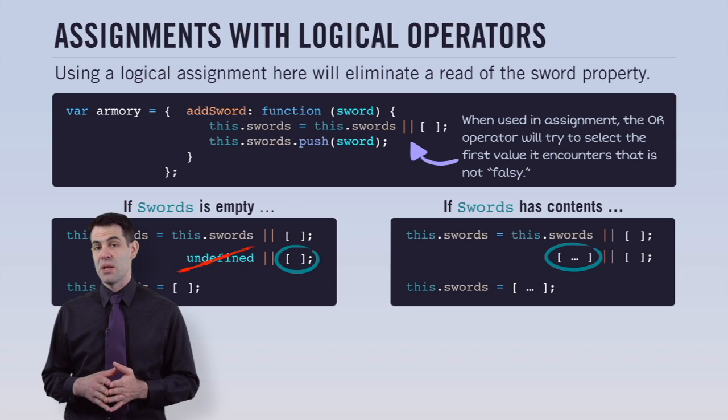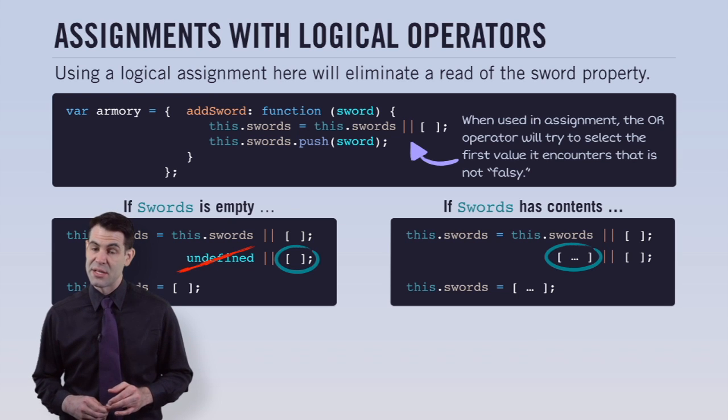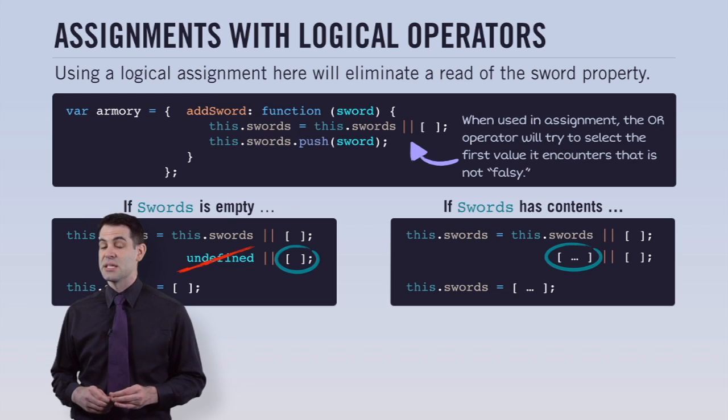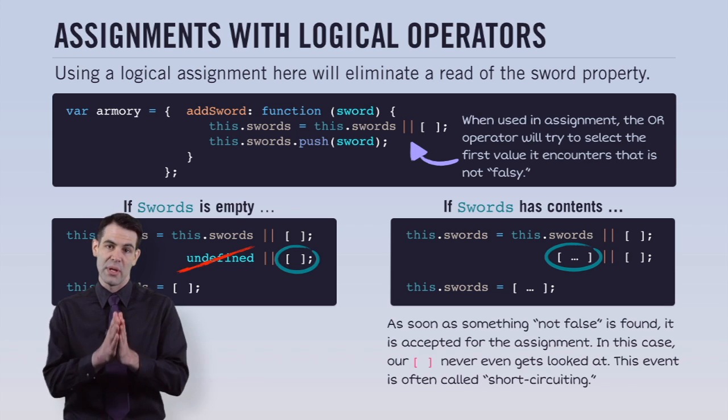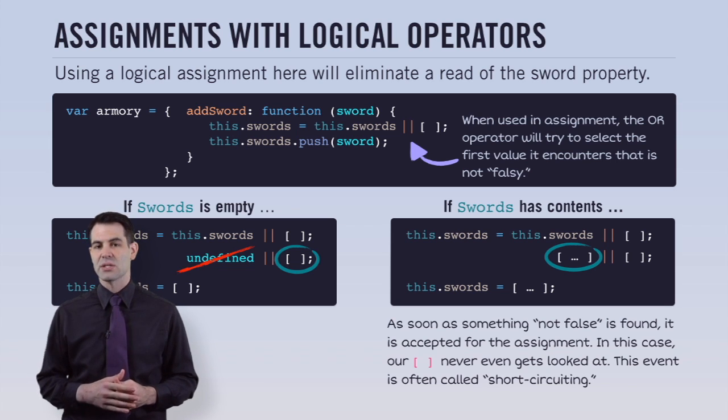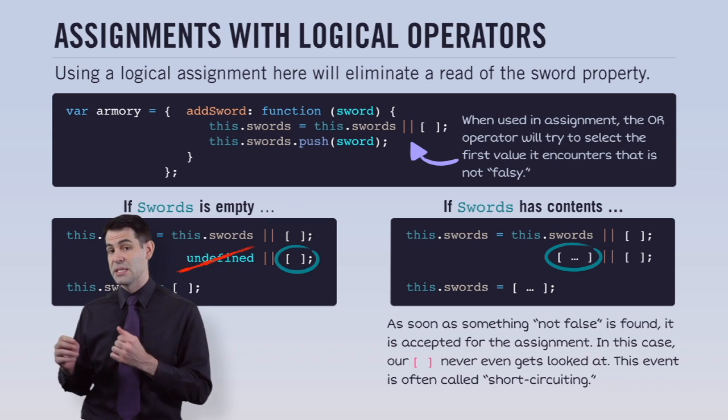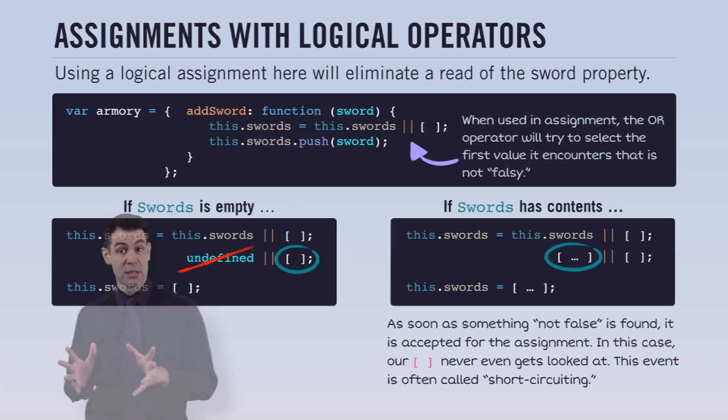A mistake often made with OR logical assignment is that developers sometimes think that both of the contents of the logical assignment get examined. That's not true, because in this case, as soon as it finds a truthy value, it will instantly make the assignment. That process is called short-circuiting. What does that mean? It means that the empty array, in this case, will never even get looked at.